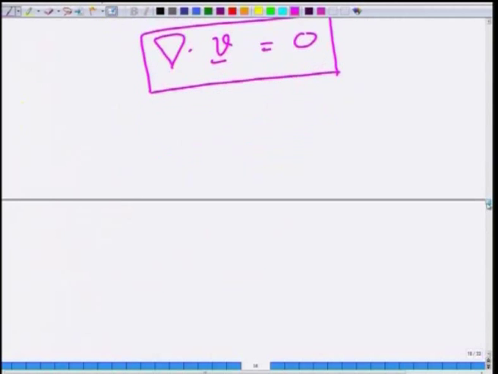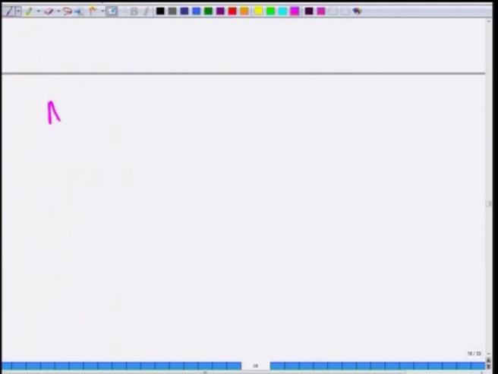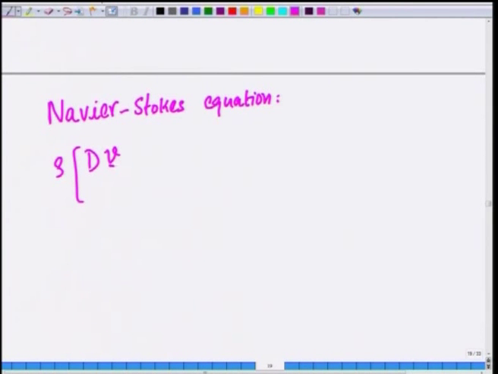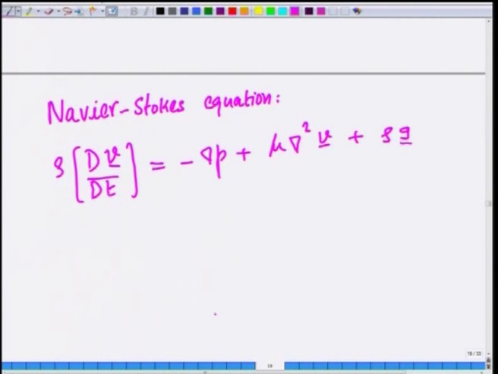Then we went on to derive the Navier-Stokes equation, the momentum equation: ρ times the substantial derivative of velocity is minus del p plus μ del squared v plus ρg. This is a very simple statement of force balance. This is the rate of change of momentum per unit volume. This is the mass per unit volume times the acceleration.